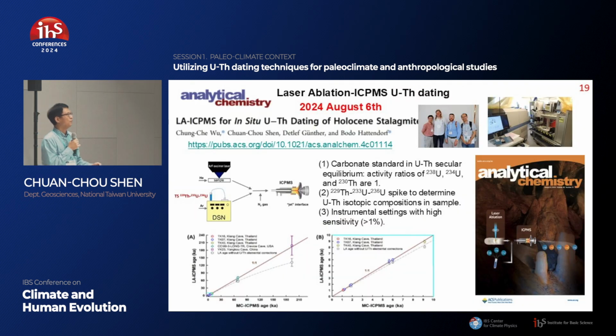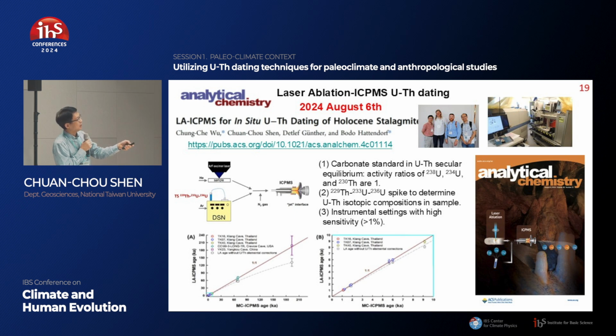So in my lab, we also collaborated with the ETH lab to use laser ablation, but we introduce a spike to mix the samples together. Because we have a spike, we can measure uranium thorium isotope ratios very accurately. Accuracy is key. So for this technique, we can do it.